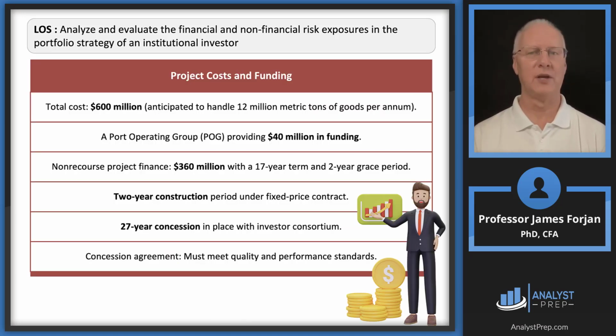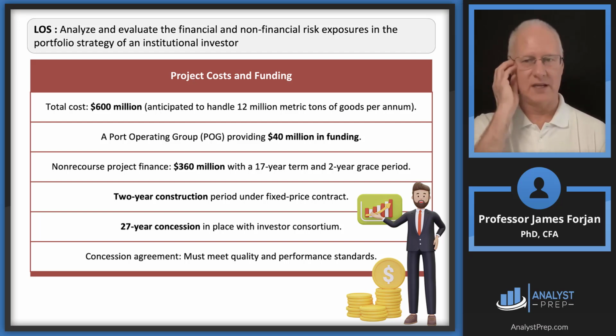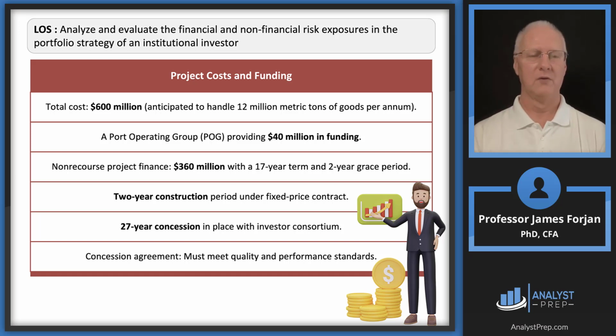So, all right, so 600 million. Anticipated to handle 12 million metric tons of goods per year. I have no idea what that means. 12 million metric tons sounds like a lot. There's a group providing 40 million in funding, non-recourse project finance, 360 million, 17 years with a 2-year grace period. Remember that non-recourse means that if this fails, then they can't come in and take everything else that we own, right? Remember, a mortgage loan is a non-recourse loan. If you fail on your mortgage payments, the bank can't come in and take your car or your retirement or your children away from you, but they can come in and move into your basement.